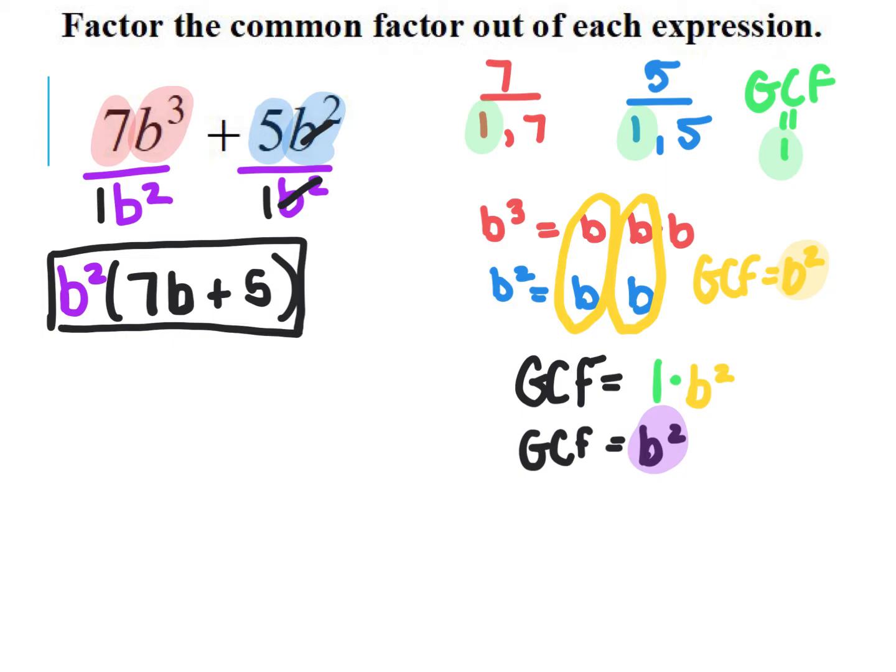You need to make sure that you include this b squared in front, because if that's not in front, then your answer is not going to be correct because it doesn't give you the equivalent expression.